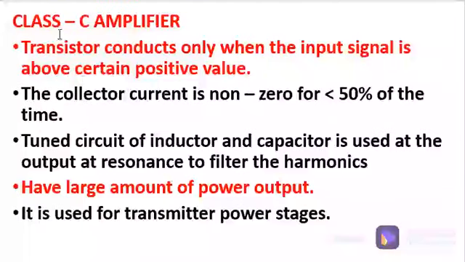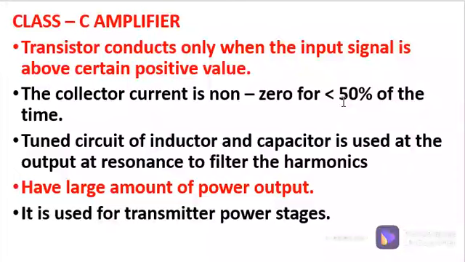Then the next class is class C amplifier, and in this one the transistor is conducting only when the input signal is above a certain positive value. That is, it doesn't have a fixed conduction time. Whenever the input signal is below that reference value, it will not conduct. But the moment it is above that reference value, the transistor will start to conduct. So in this case, the collector current of the transistor is non-zero for less than 50% of the time.